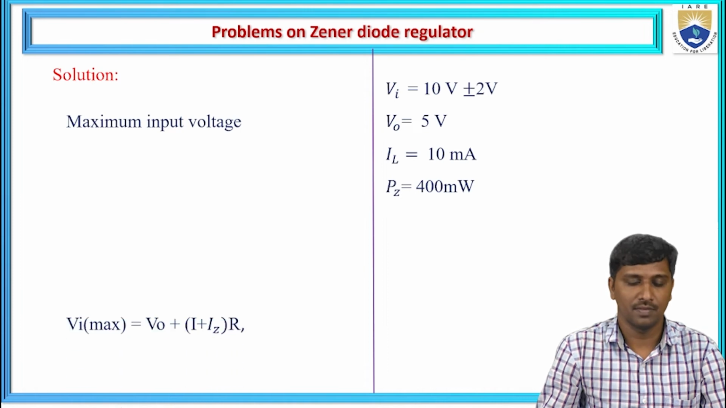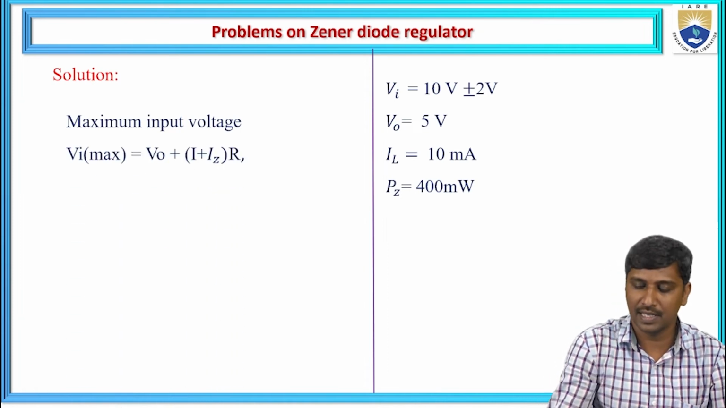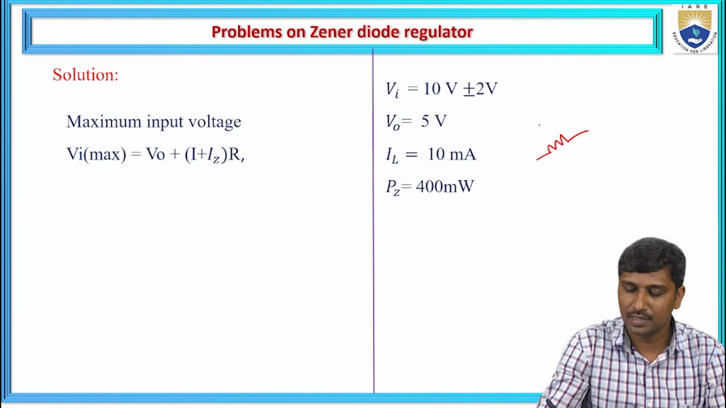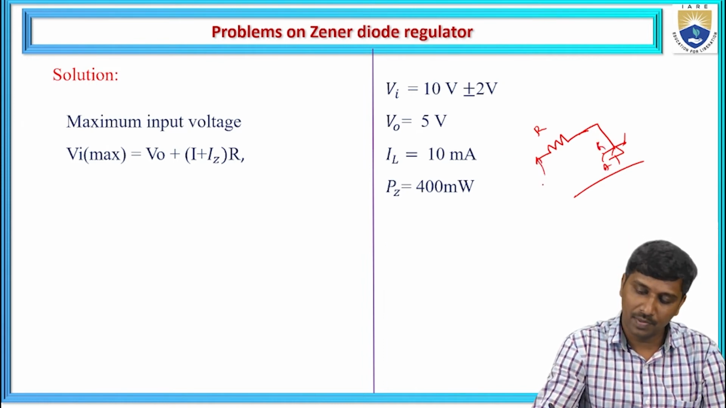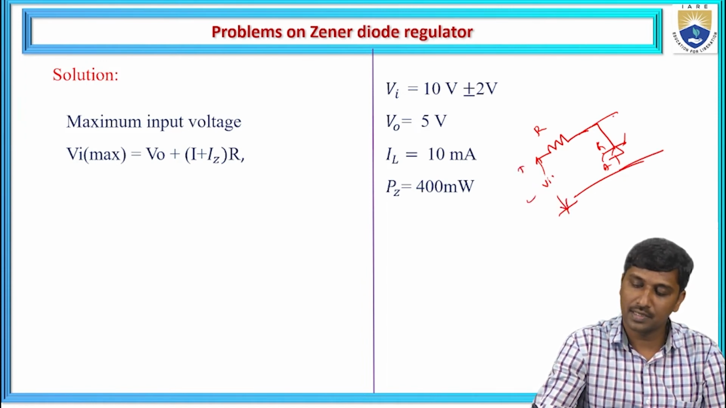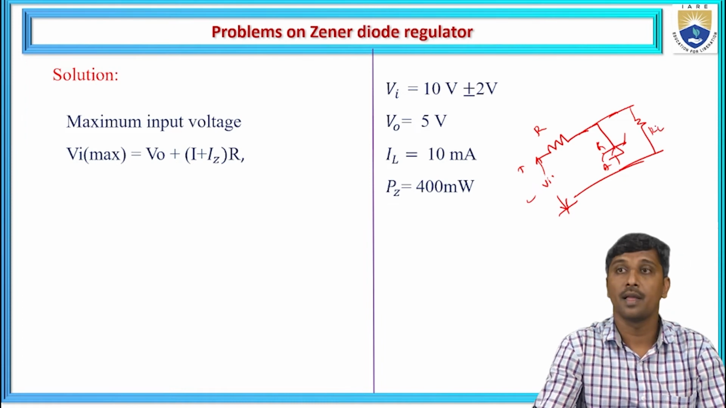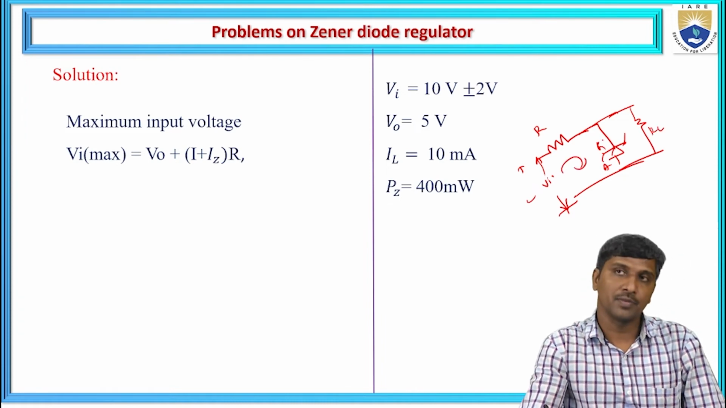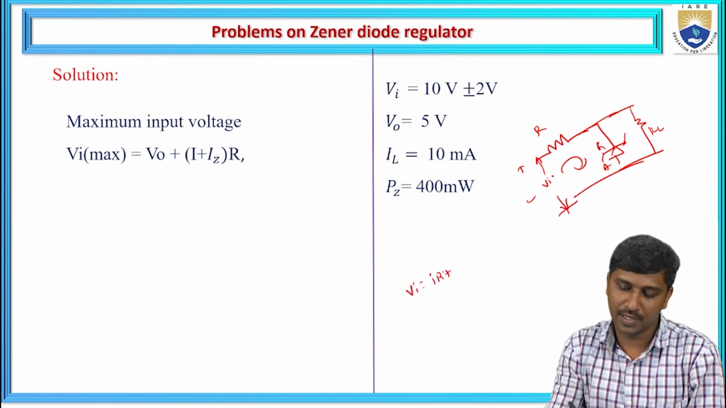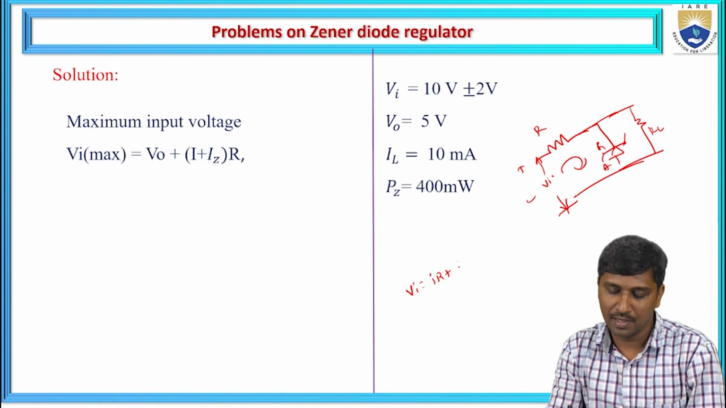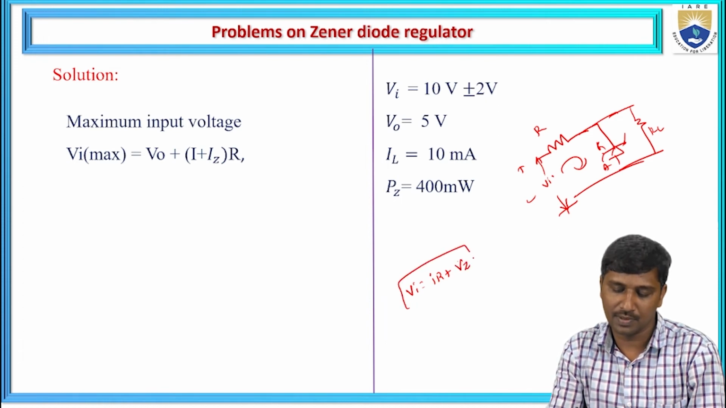Similarly, for the maximum input voltage, again we can write from the given circuit. Let's say this is R, and this is the Zener diode under reverse bias. Here we are going to apply VI. Under the reverse bias condition we have the load resistance RL. Now if we apply the KVL loop, VI is equal to the voltage drop across the resistance, IR, plus the voltage drop across the Zener diode, VZ.